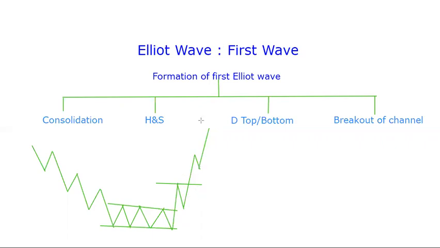Okay. So say a market is trending down, a consolidation is forming, and you see a breakout and you buy, that will mark as the first wave. Okay. So either the breakout can happen from the middle of this channel also, right? So if this is the channel, a breakout can happen like this way.